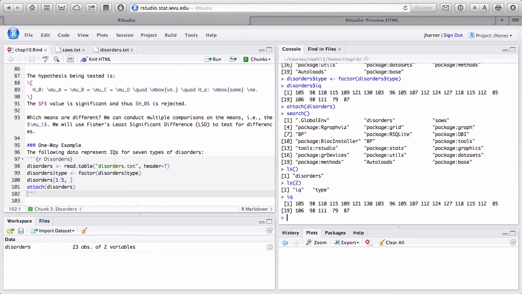So I no longer have to go through the hassle of putting the data frame name, dollar sign, and then the name of the variable I really want. Does that make sense? If you forget to attach it, you'll figure it out very quickly. Well, hopefully you will before you waste a lot of time worrying about it.